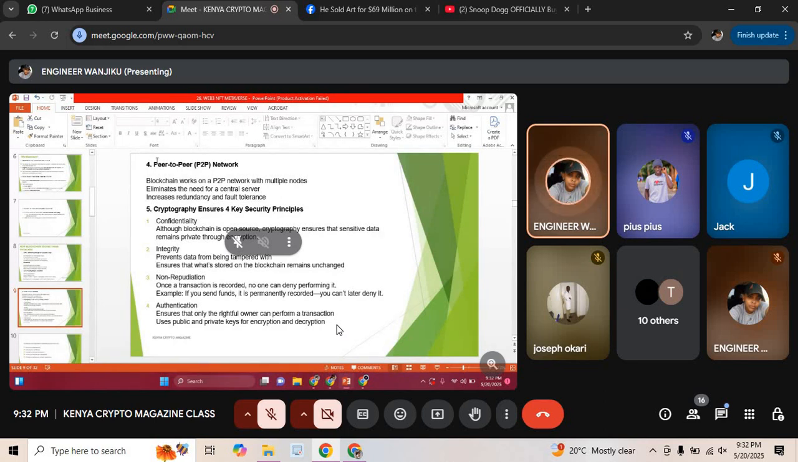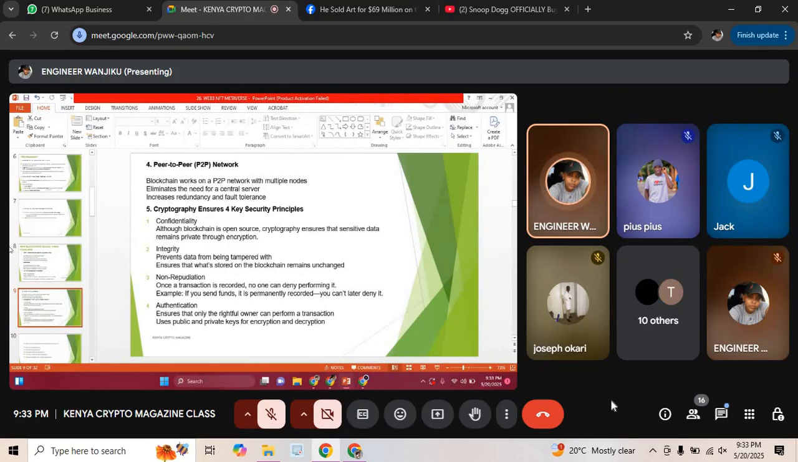Number 2, we have integrity. It prevents data from being tampered with. It ensures that what's stored on the blockchain remains unchanged. What you store on the blockchain will remain unchanged, what you call immutability. Then number 3, we have non-repudiation. Once a transaction is recorded, no one can deny performing it. Example, if you send funds, it is permanently recorded. You cannot later deny sending that fund.